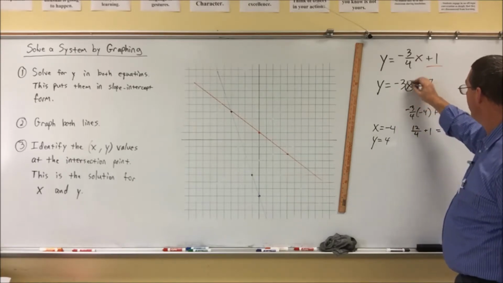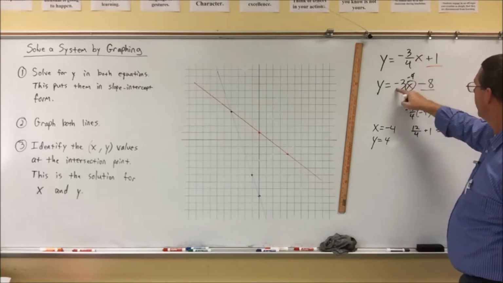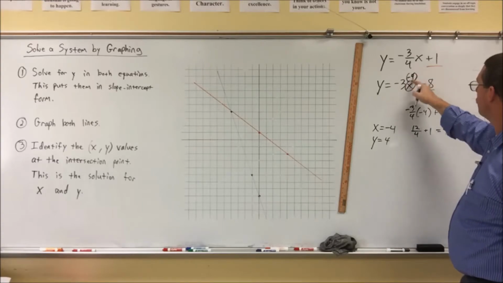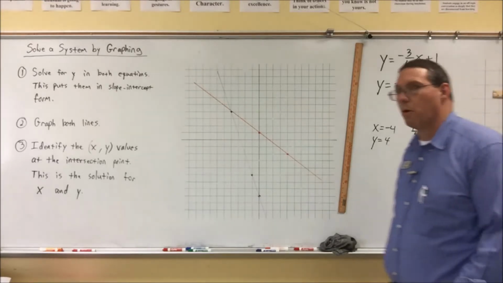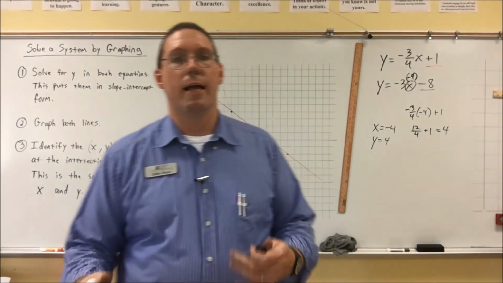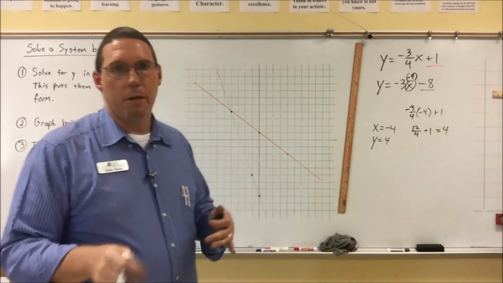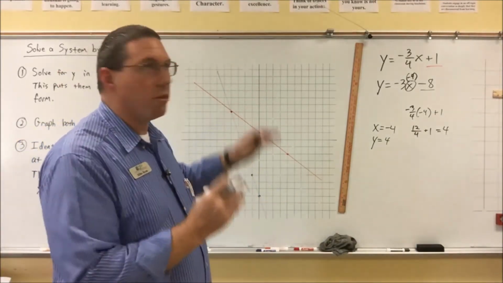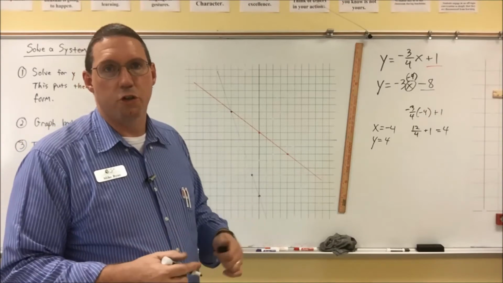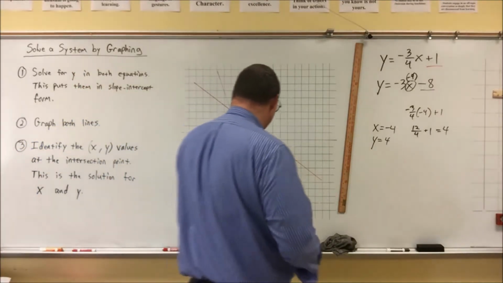Now let's try this one here. If I put a negative 4 in here, negative 3 times negative 4, that's 12. Minus 8 is also 4. So I have a solution. So I can check my solution by plugging my x and y's into both of the equations and showing that they're true.